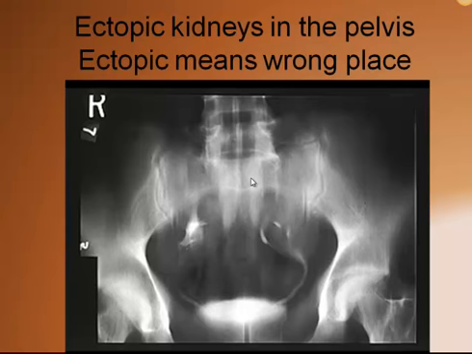I call your attention to a term you're probably more commonly familiar with, which is ectopic pregnancy. This means that a pregnancy has begun usually in one of the fallopian tubes and not embedded in the endometrium of the uterus.